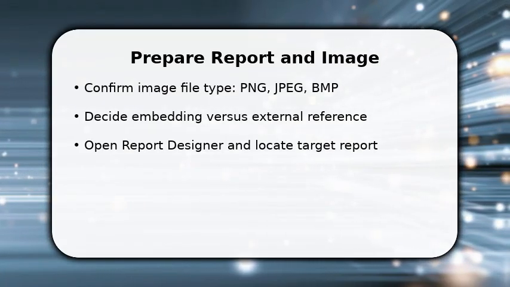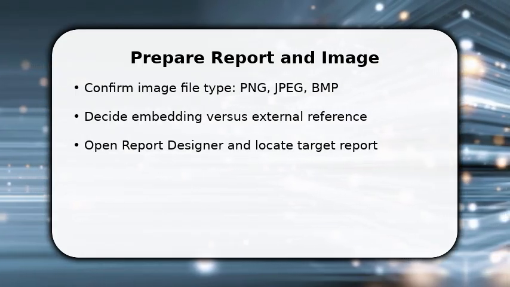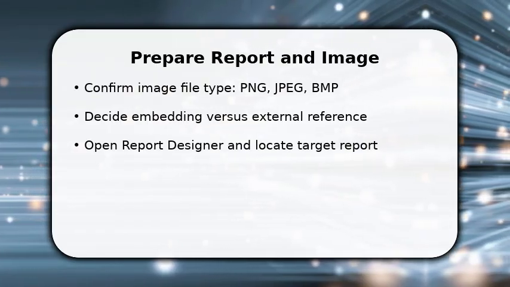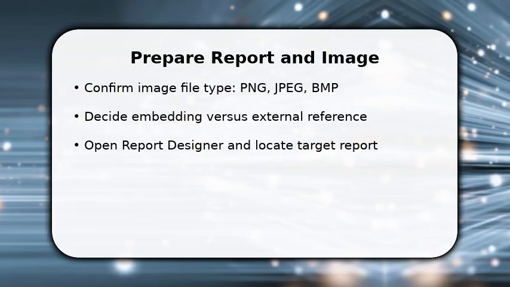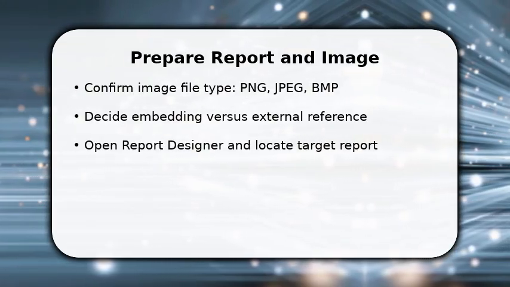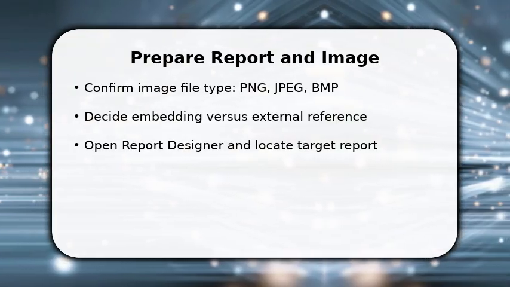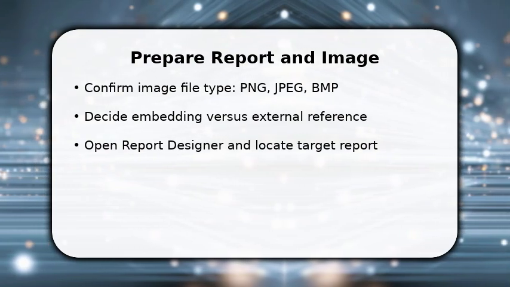You start by preparing the assets and context, confirm the image format, and decide whether you will embed it or reference it externally. Once decided, open Report Designer in Visual Studio or Report Builder and load the target RDL. Make sure the dataset and layout are ready so you don't interrupt data regions. Now add an image control from the toolbox to the desired location on the design surface. This first step ensures placement and resource choice are settled before configuration.